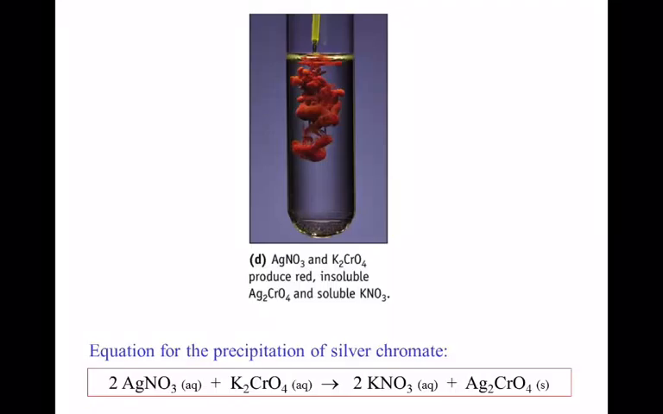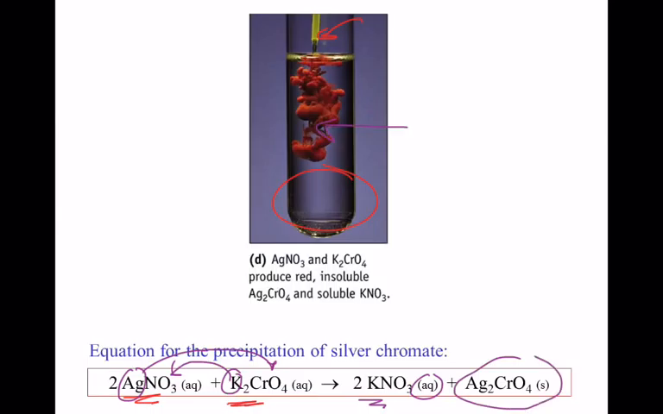So last we left, we talked about basically we have two clear solutions. We have the silver nitrate, which is probably here, and then we have the potassium chromate, which is here, and they're both clear. And when you mix them together, the cation and the anions switch partners. So the silver goes with the chromate, and the potassium goes with the nitrate. Potassium nitrate is soluble. What's insoluble, what that red stuff is actually, is this right here, the silver chromate.